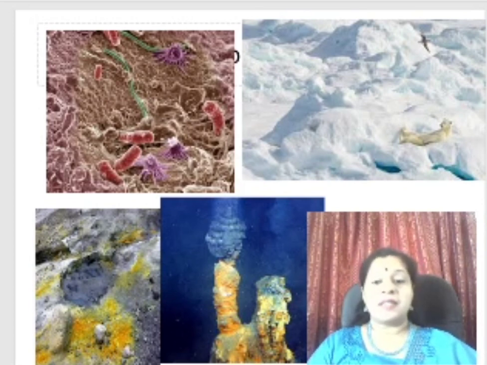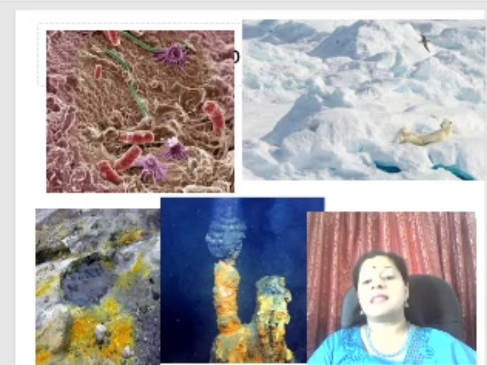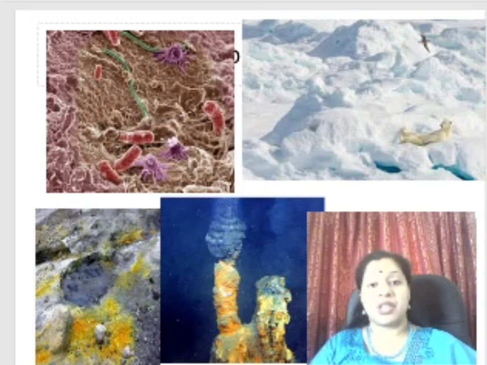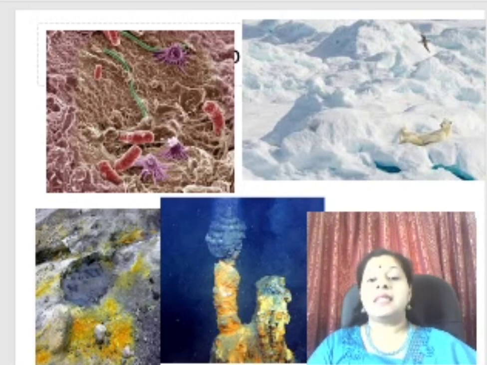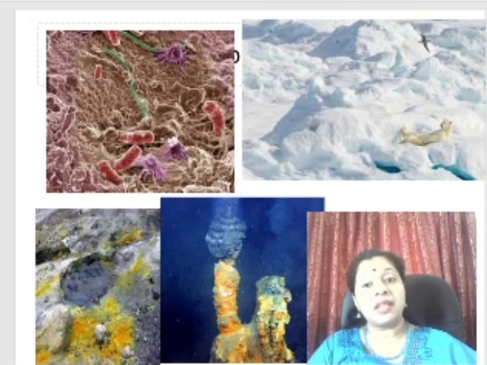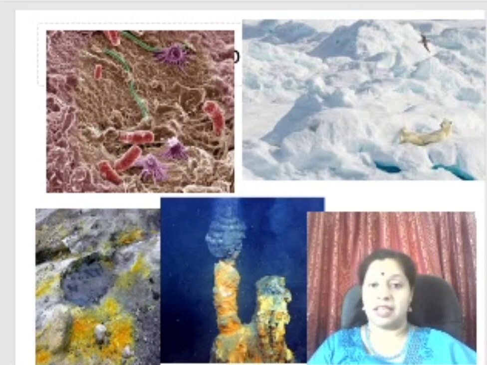You can see in these pictures, there are a few regions where no other organism can survive. For example, the first picture you are seeing is soil. They can live in extreme situations or climatic conditions as well. In the soil, these microbes are found in plenty. When it comes to several meter thick snow, because of the cold climatic condition, only certain organisms or animals adapted to that condition can live there. But there also we can find certain kinds of bacteria.